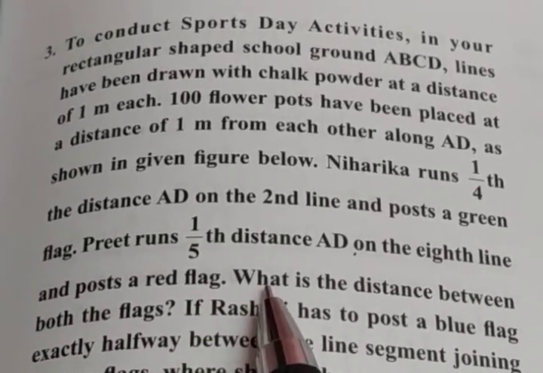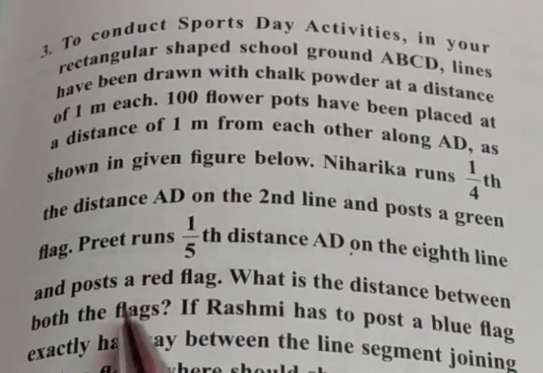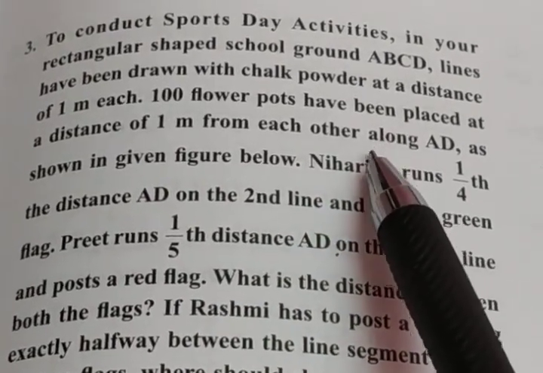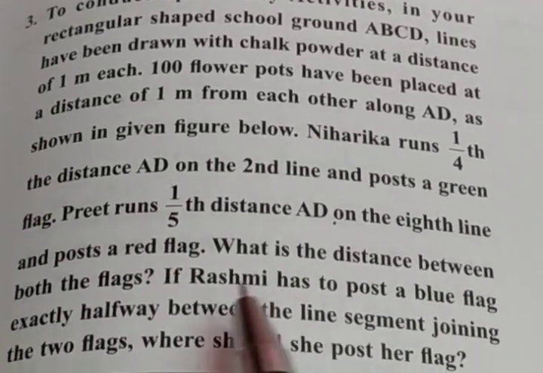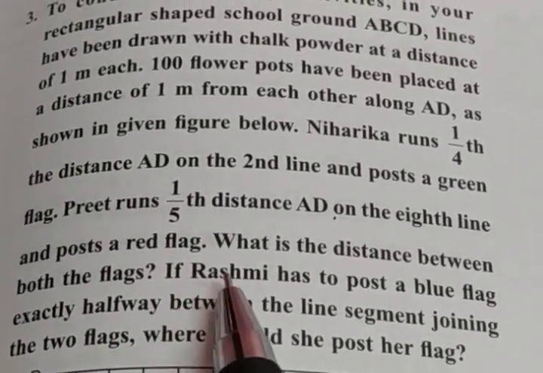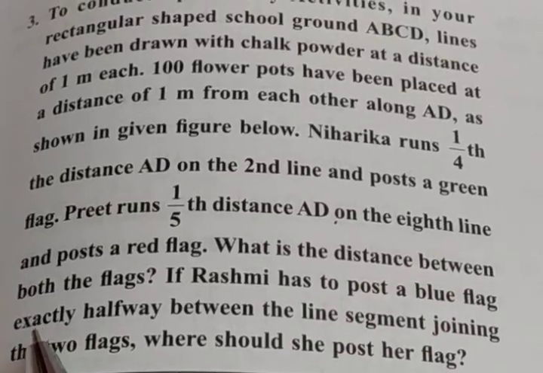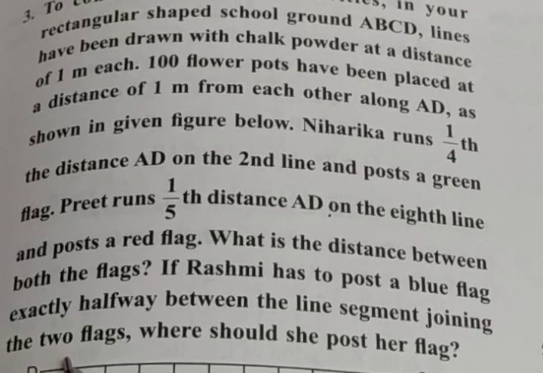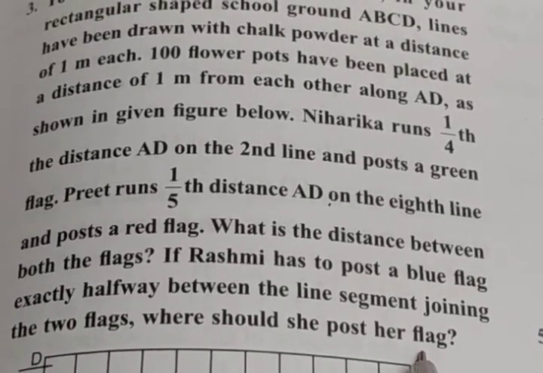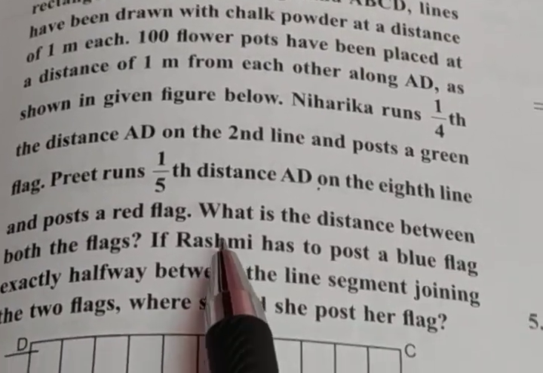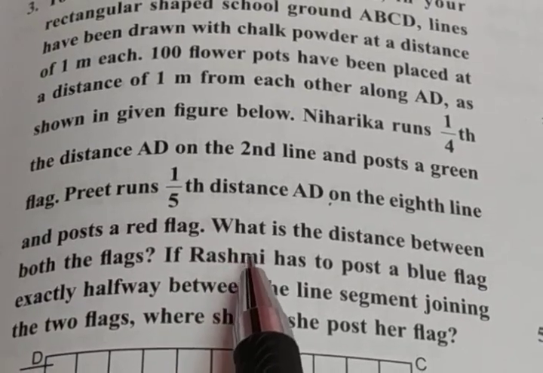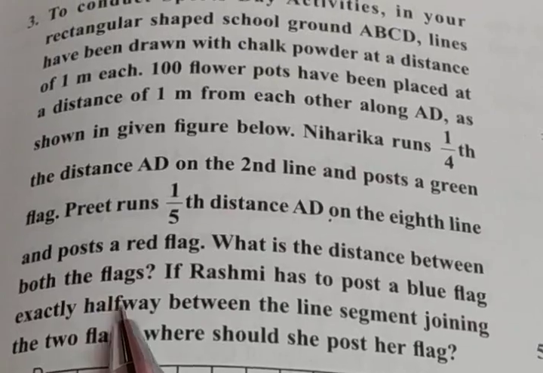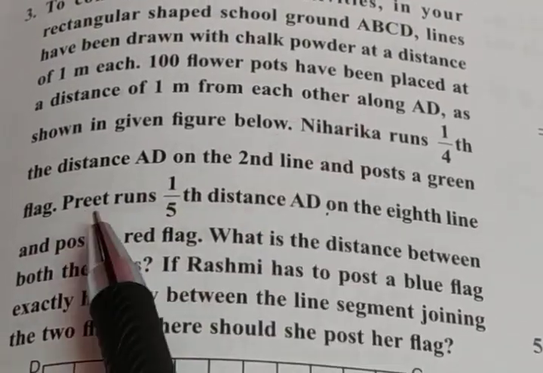And the first question, what is the distance between both the flags? That means we have to find the distance between the flags posted by Niharika and Preet. Second question is, if the third person Reshmi has to post a blue flag exactly halfway between the line segment joining two flags, where should she post her flag? So we have to find where Reshmi should post the flag if she has to post it exactly halfway between Niharika and Preet.